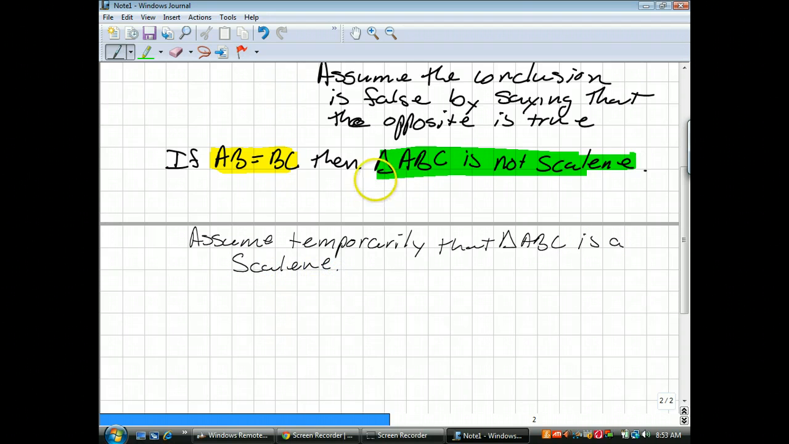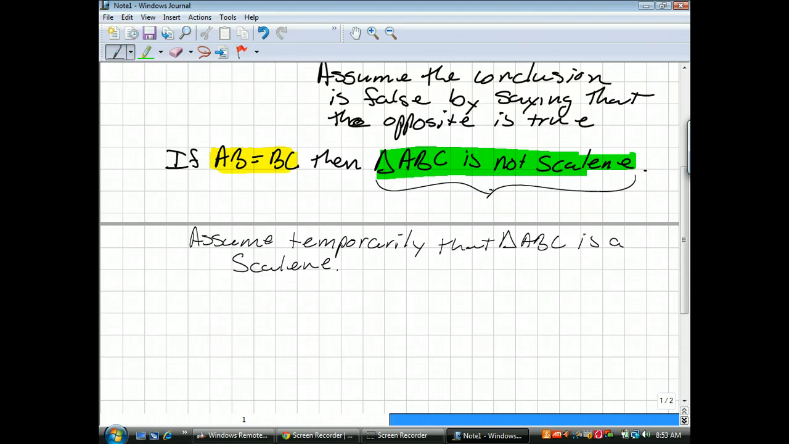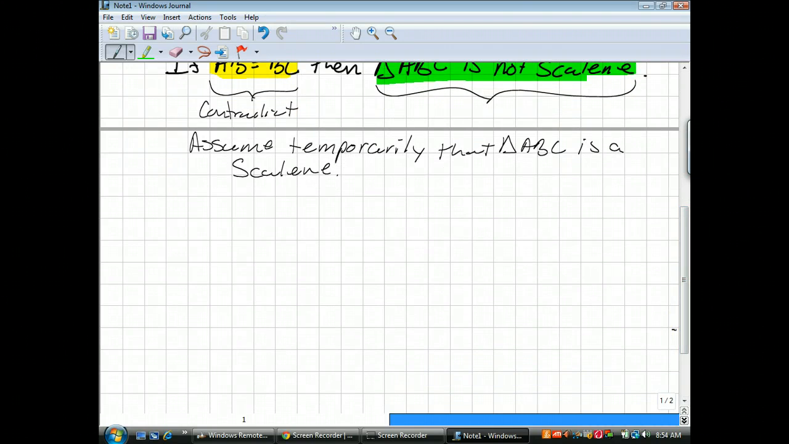Okay, and so in other words, we start out saying the opposite of what it is that we want to prove. And then when we actually do the proof, we continue to reason logically until we get a contradiction to the given. Okay, so we reason logically until we contradict something that we know for sure is true, and the given has to be true. And so if that's true, then our original statement has to be false. Okay, so let's look at another example.